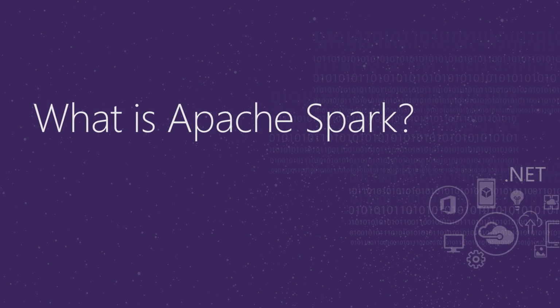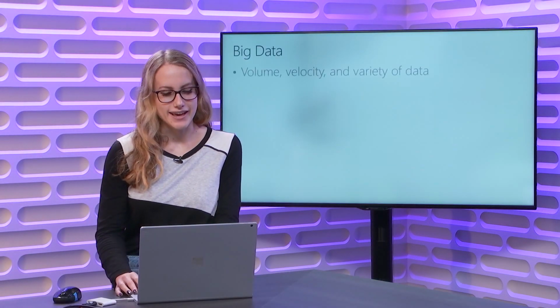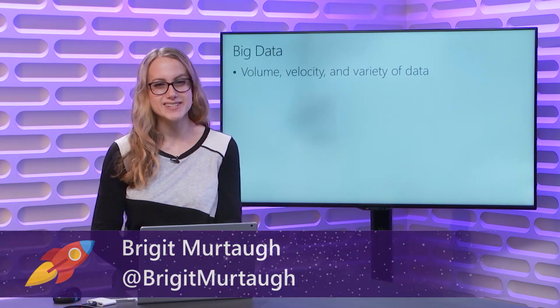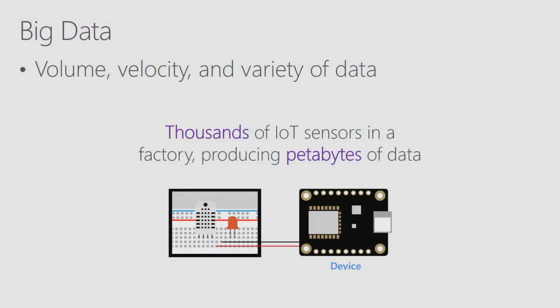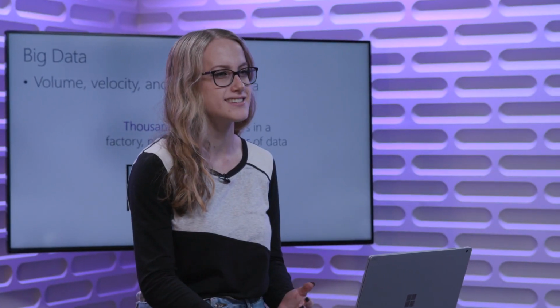So let's start off with what is Apache Spark? Big data means that there's an increasing volume, velocity, and variety of data. Let's take, for instance, a factory. There can be thousands of Internet of Things sensors in a factory, each producing petabytes of data. While it's great to have that much data so we can understand how our factory's performing and ways to improve the equipment, how can we actually process it all when we have that much? And more than just that, how can we process it all quickly and efficiently?